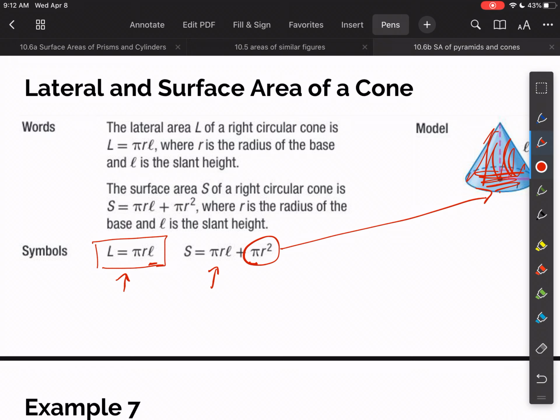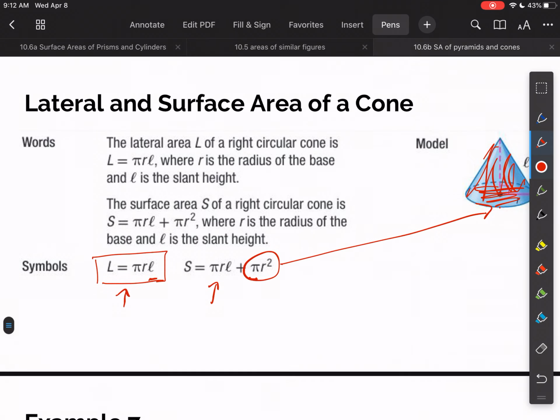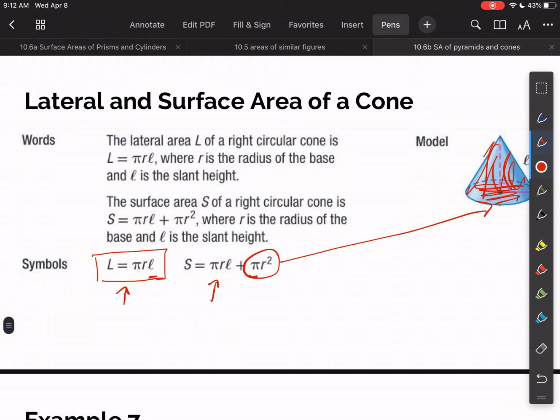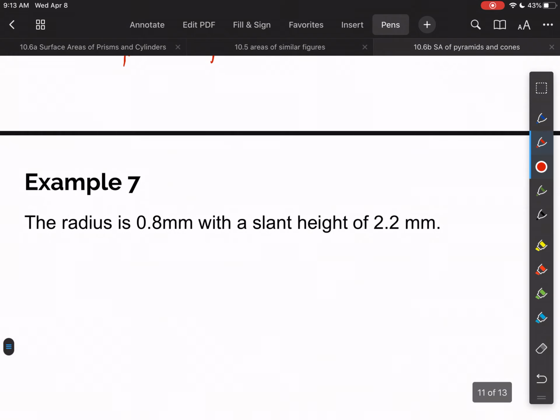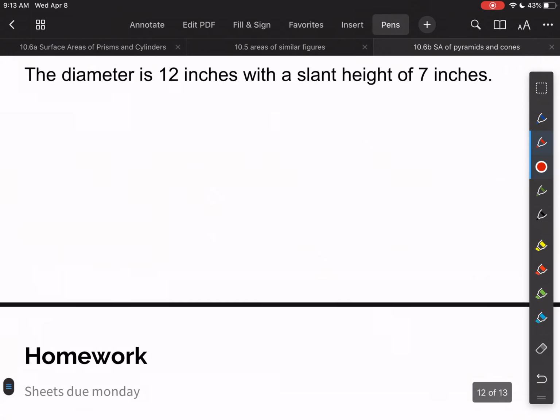There's a little bit of a proof in your textbook as to why we use the slant height here. If you unroll a cone, you get a Pac-Man type shape, and the slant height makes up for that missing piece of the circle. If you want to look for the proof in the textbook, there is one there, but I'm not going to take the time to do it now.